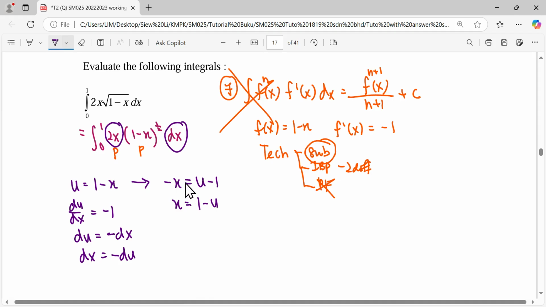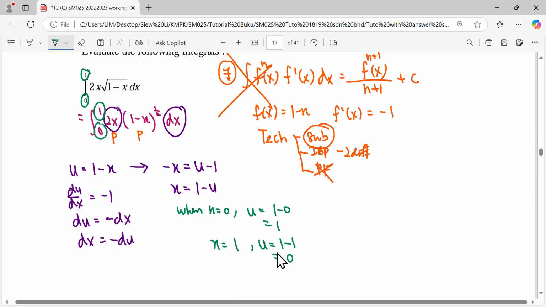Therefore, we can fully substitute our question, where this question also involves limits. So we need to change our limits here. Our function is in terms of u already, so now we need to change the value of x here to become the value of u. When x is lower limit 0, u is 1 minus 0, which is 1. When x is upper limit 1, u is equal to 1 minus 1, which is 0.